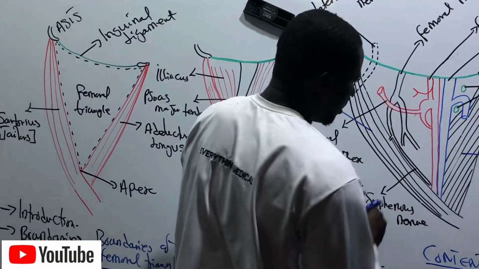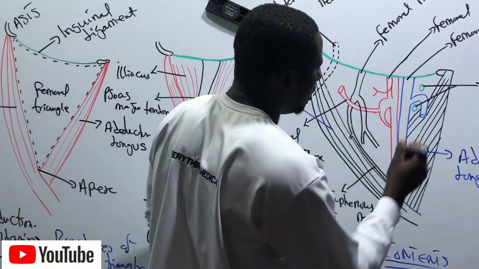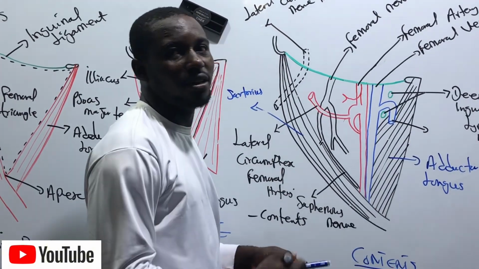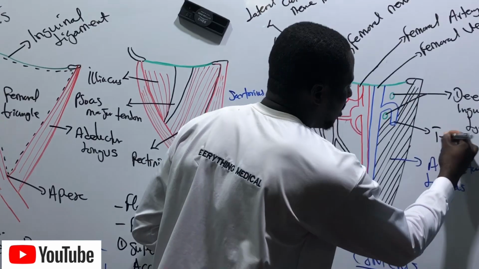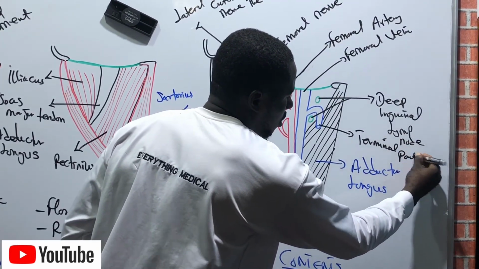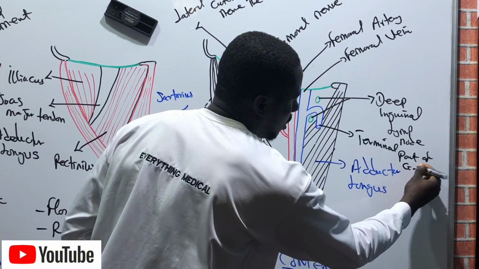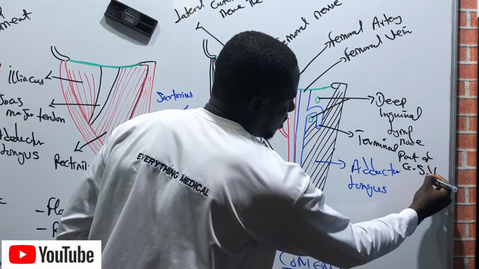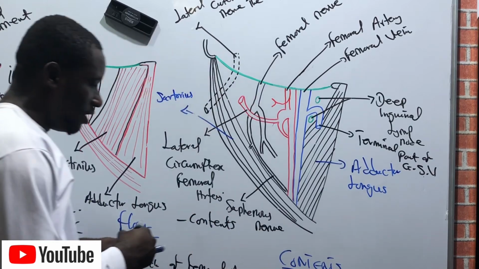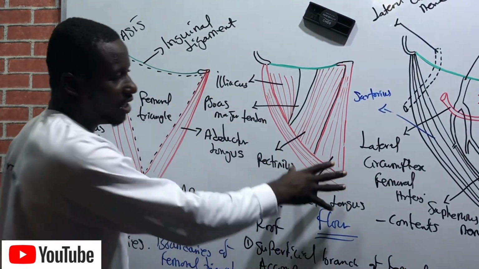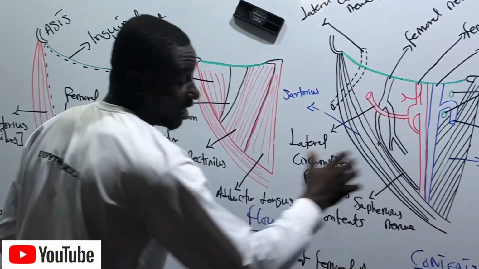We are not done yet. Right here is the upper part of the great saphenous vein, or the terminal part of the great saphenous vein. So these are the boundaries of the femoral triangle. Here is the floor. Right here is the content.